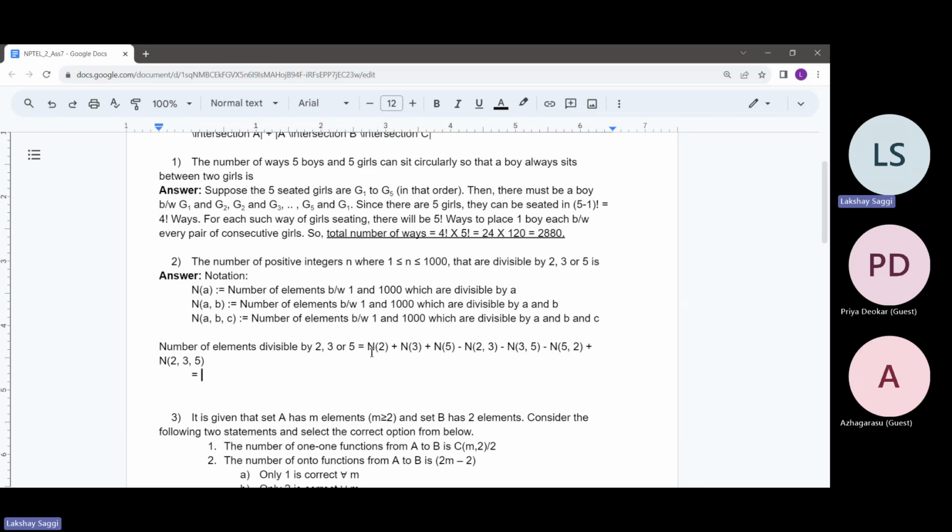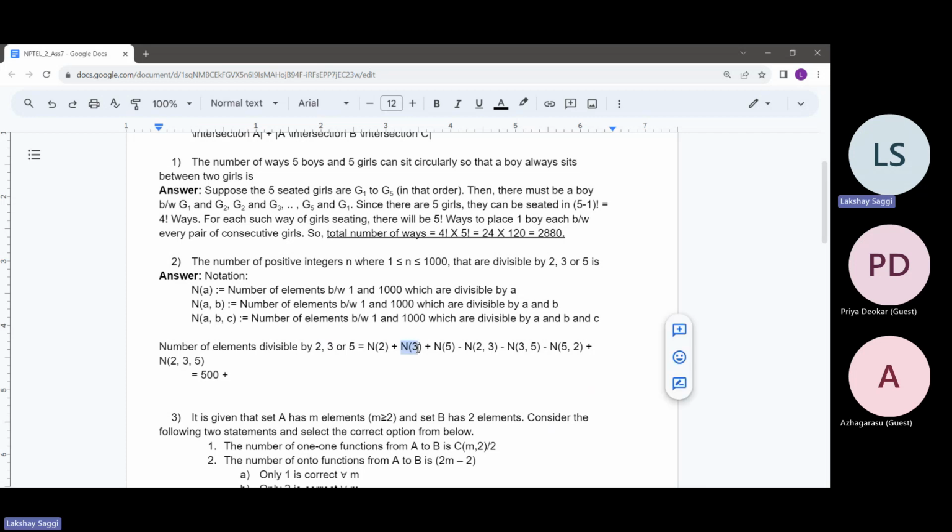We can easily see. n of 2 is the number of elements between 1 and 1000 which are divisible by 2. Between 1 and 1000, how many numbers are divisible by 2? It will be 1000 by 2, which is 500. Basically, the number of elements divisible by A will be 1000 divided by A, and we take its greatest integer function. The greatest integer which is smaller than the value 1000 divided by A will be the answer for n of A.